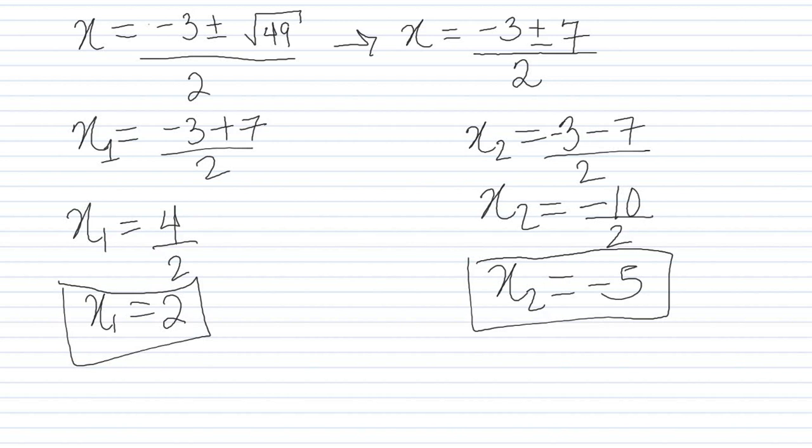So in this particular question, we have two real solutions because both 2 and negative 5 are real numbers and we have two of them. So that's why you have two real solutions.